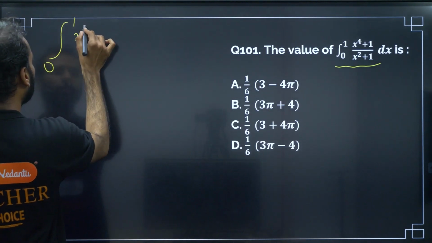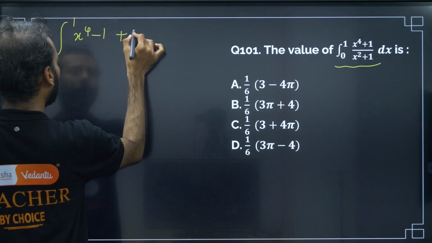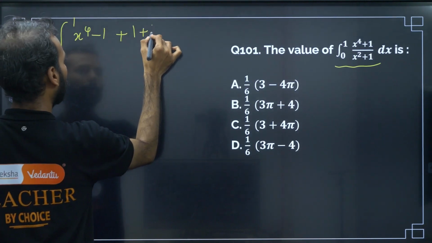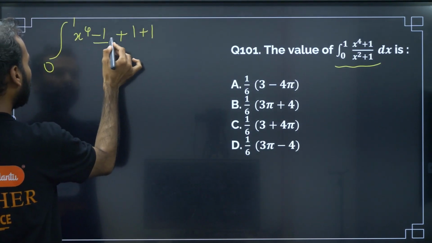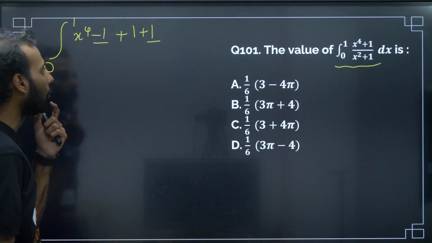Same, let me write this x⁴ minus 1 plus 1 plus 1. See here, plus 1 is already there, only this minus 1 and plus 1 I am writing. Now what is the purpose, why am I doing it like this?